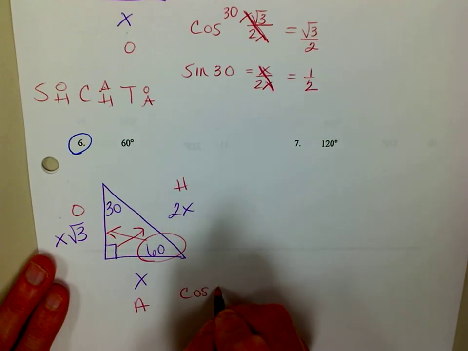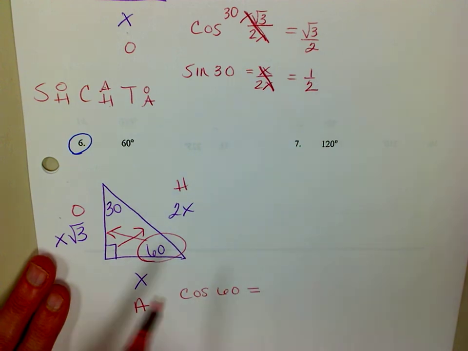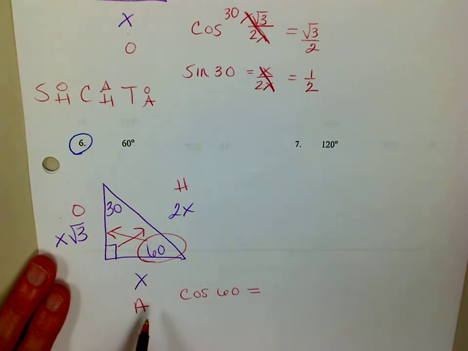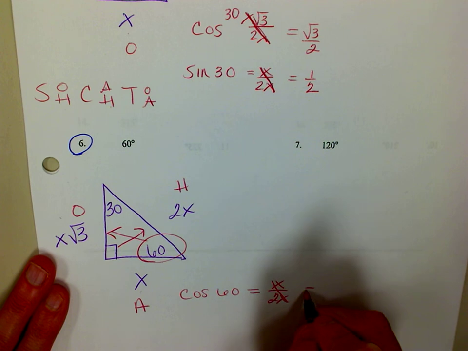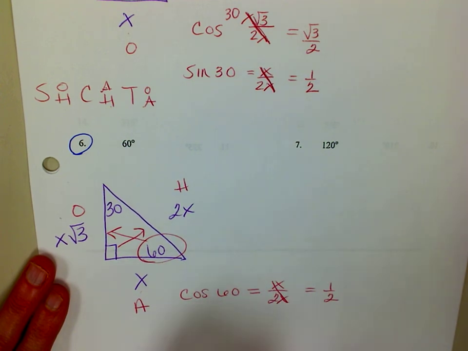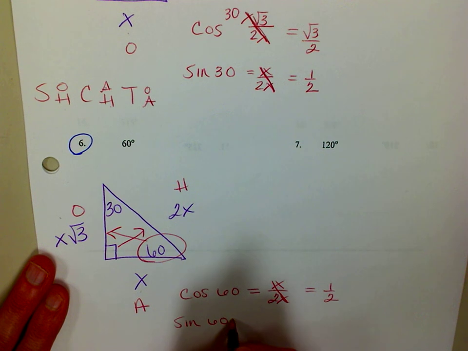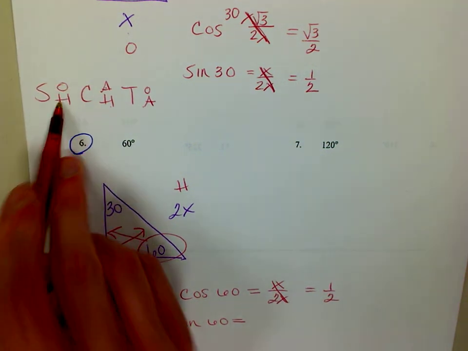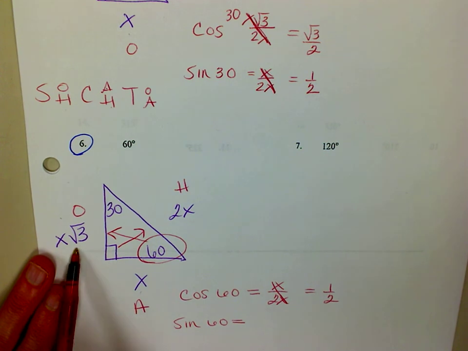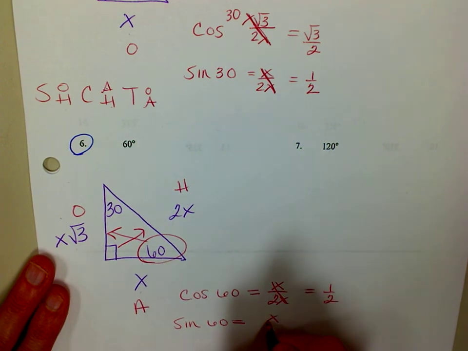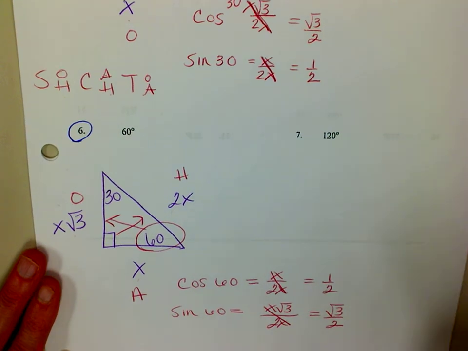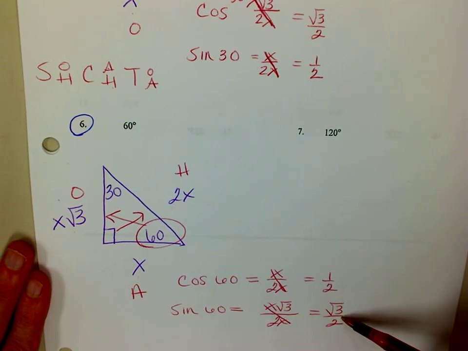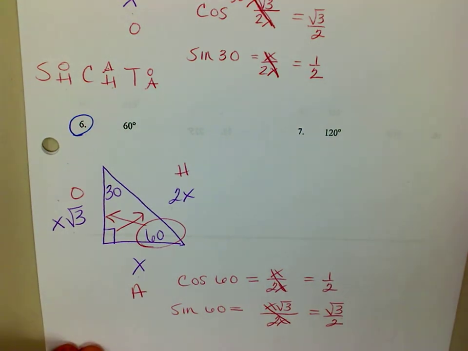Okay, I got to do cosine first, because that's the x value. Cosine is a over h, so x over 2x. X's cancel, we're left with 1/2. Now we're going to do sine of 60. Sine is O over h, so that means I'm going to have x root 3 over 2x. X's cancel, and we get root 3 over 2. So this is my ordered pair at 60 degrees. This is the x, and this is the y.